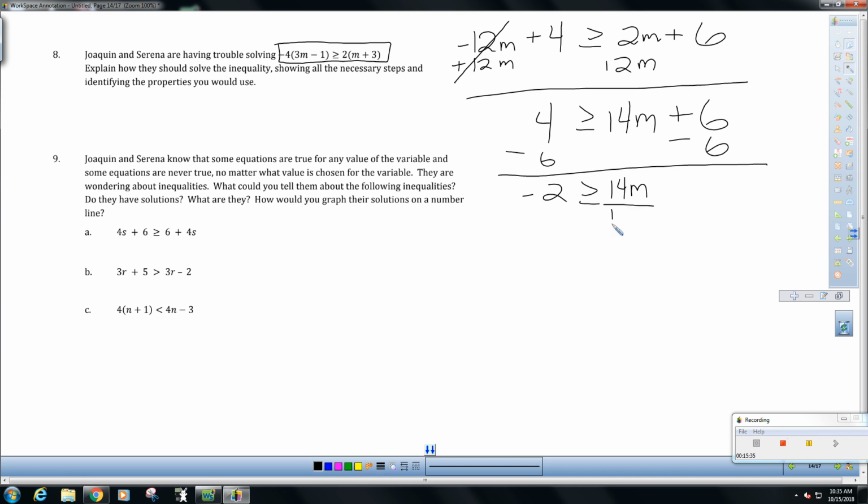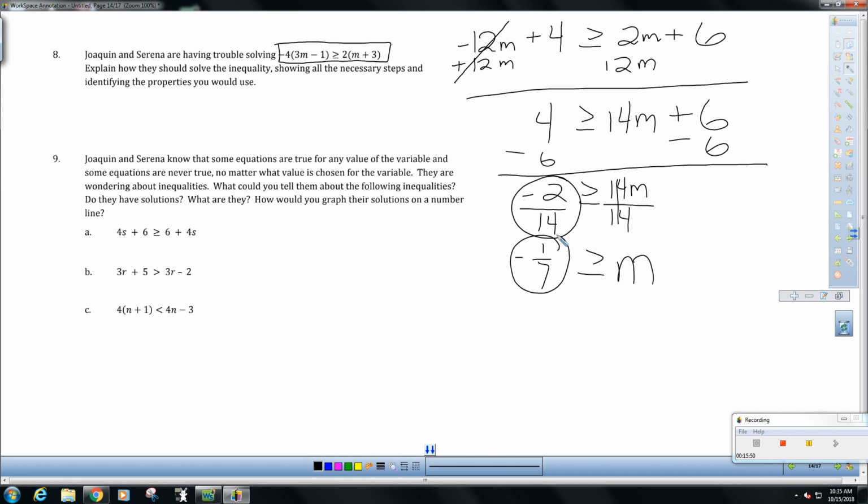Now I'm going to use the division property to divide both sides by 14. And I get m has to be less than or equal to negative 1/7. That's just simplified. Okay, I think that's right. Let me double check that works since it's an odd answer. Let's see, I distributed. Did I distribute correctly? Negative times a positive is a negative. That's a positive 2m plus 6. Then I added 12m. That looks like the right thing to do. Then I subtracted 6 and I got a negative. I think that is correct.